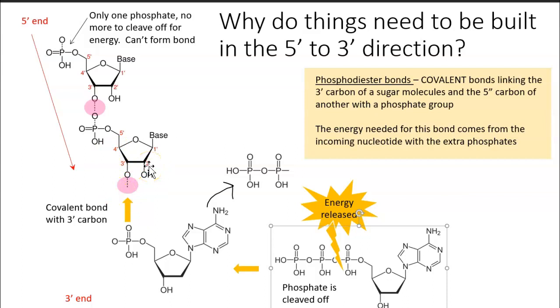So hopefully that gives you an idea of why the nucleotides only go in that direction. Know that this phosphodiester bond is a covalent bond, and it has to do with the number of carbons and the energy released, allowing it to form a new bond. And that's why all these new nucleotides are added to the 3' end of RNA and DNA.